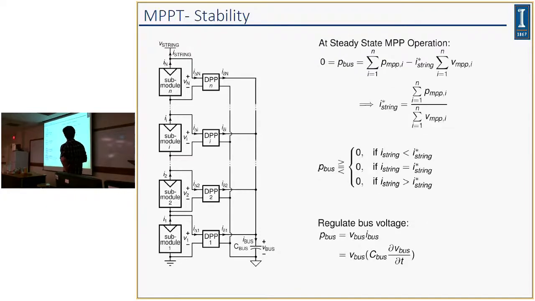At maximum power point operation, in steady state, you should have that the power injected into the bus is 0, such that the voltage on the bus is constant or oscillating around some average value.